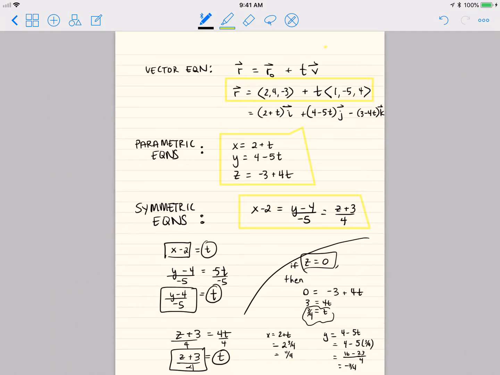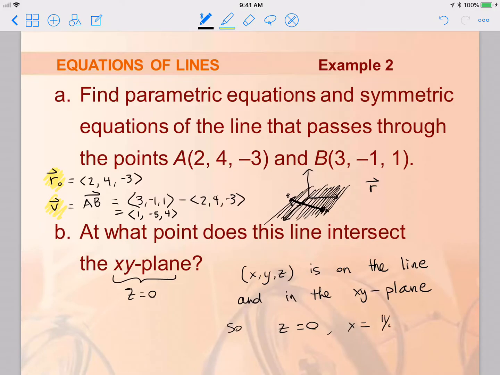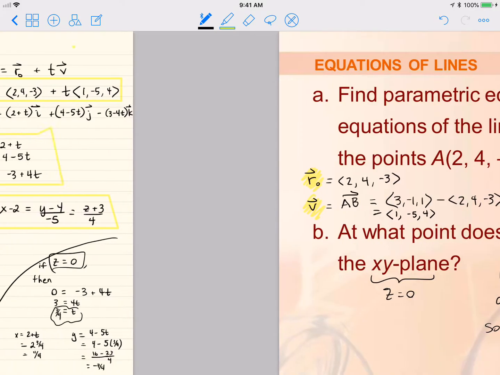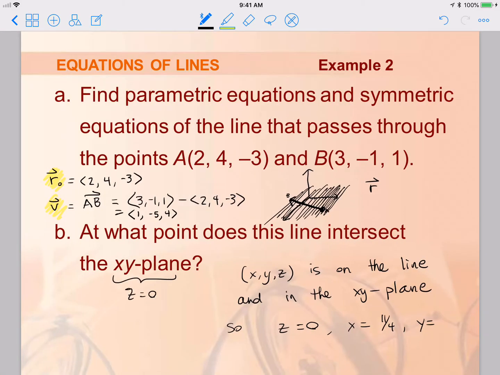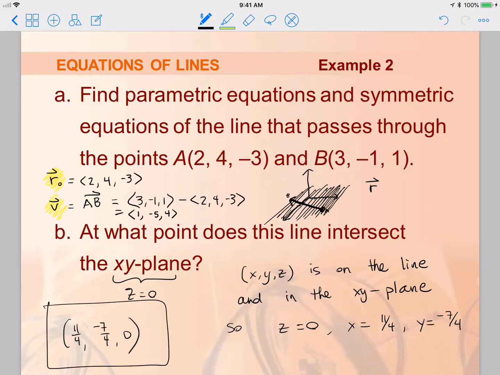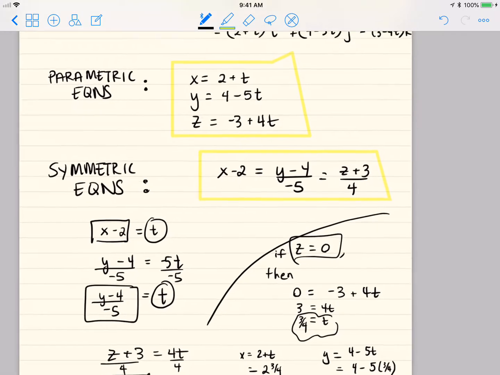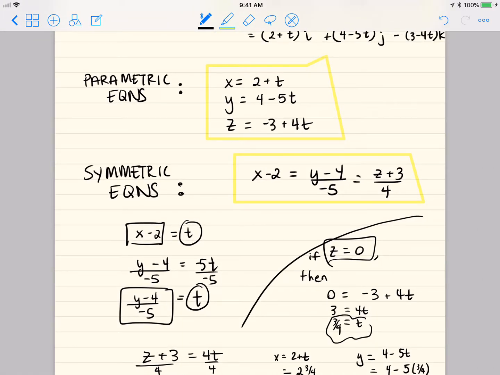So x, we said, is equal to 11 over 4, and y is equal to negative 7 over 4. So what's the point? The point is going to be 11 over 4, negative 7 over 4, comma 0. Okay. If I did my math correctly. Let me just verify that.